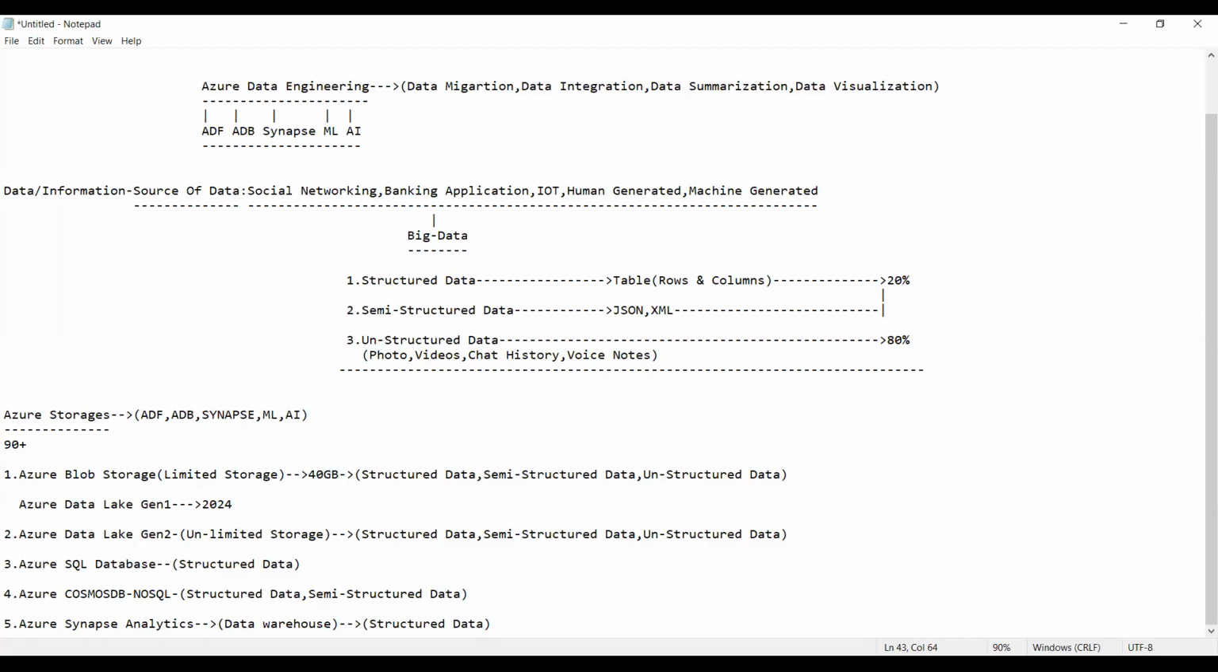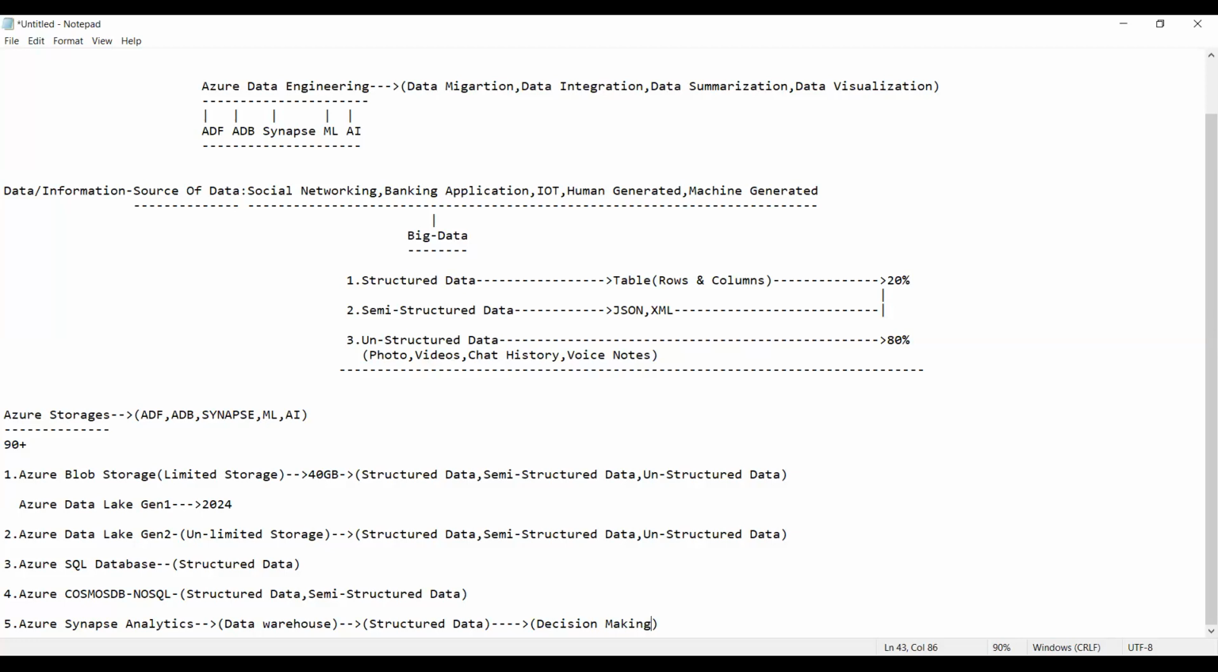And what do you mean by a data warehouse? A data warehouse is a place where the data is used for decision-making purposes. So we can say the decision-making data will be recorded into Azure Synapse. And what is the data warehouse of Azure? The Azure data warehouse is Azure Synapse Analytics.